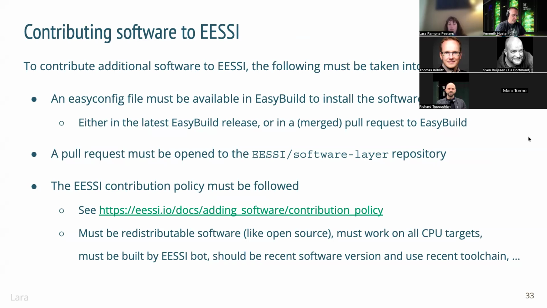A pull request must be open to EESSI software layer for it to be installed. And we have a full view of our EESSI contribution policy that must be followed. You can check out our documentation. The software must be redistributable, like open source. It must work on all CPU targets. It must be built by the EESSI bot, and it should be a recent version of the software with a recent toolchain.